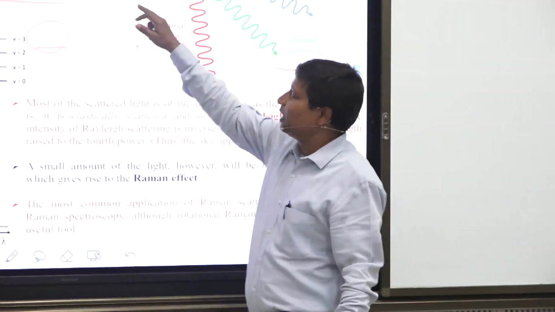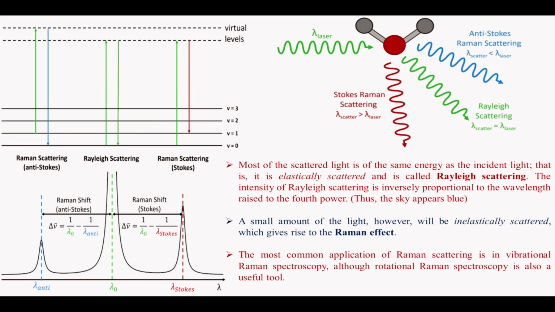So what is Raman spectroscopy? Now you think that you are shining a green light on a molecule. It is a scattering spectroscopy. What can happen is that the molecule can scatter the same light back. So that is the green light. You are getting back the green light. There is no change in the frequency. So this is called Rayleigh scattering.